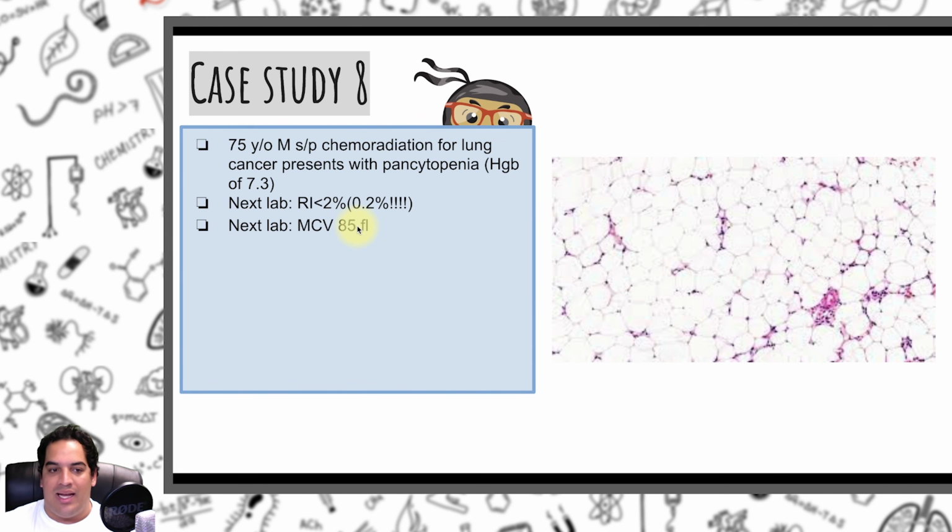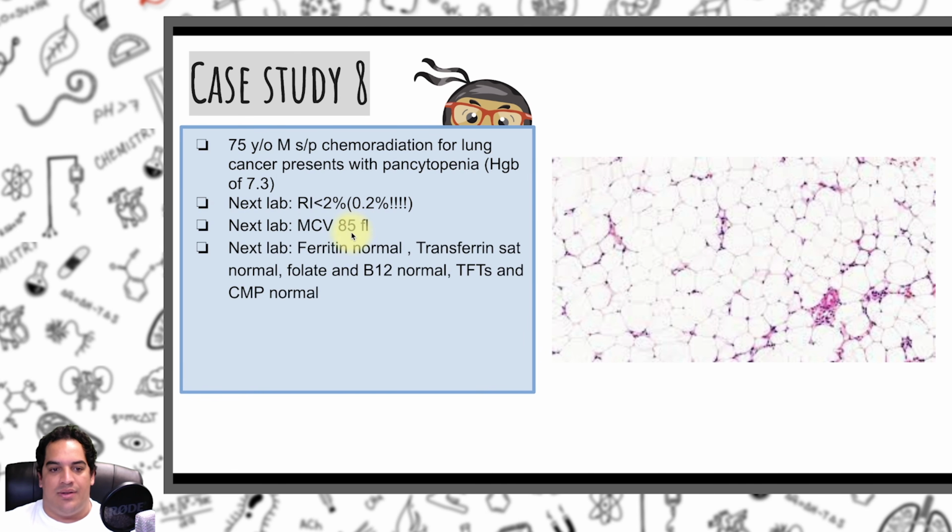So how do we do that? Let's check those labs sequentially. What are we going to do? Iron studies, normal. Folate, B12, normal. TFTs, the thyroid function, normal. CMP, which tells me my liver function and my kidney function, normal. What I tell you was a concerning finding, my friends. If you see pancytopenia and a crazy low retic count, you've got to be concerned about an intrinsic bone marrow problem.